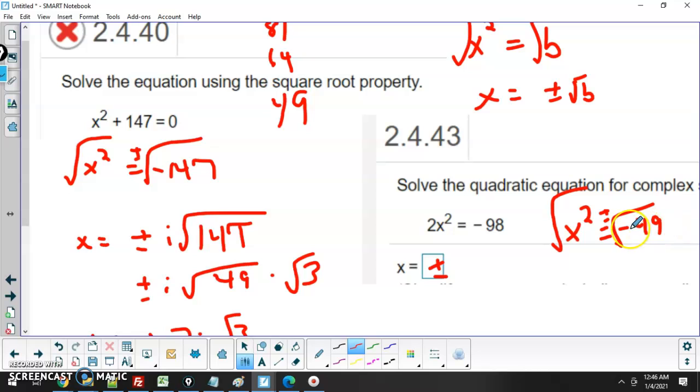Okay, so we would have a negative underneath the square root, so we pull that out as I. Now we do know the square root of 49, that's just 7. So your answer is plus or minus 7i. Okay, so that's a little sloppy there, but you get the point. It's plus or minus 7i.